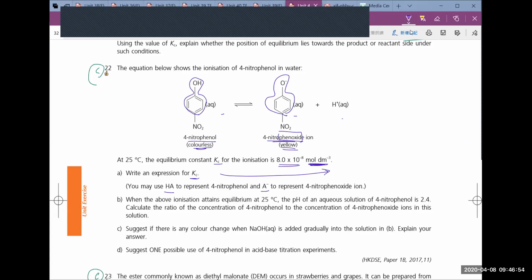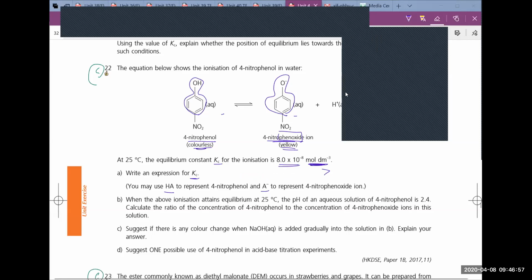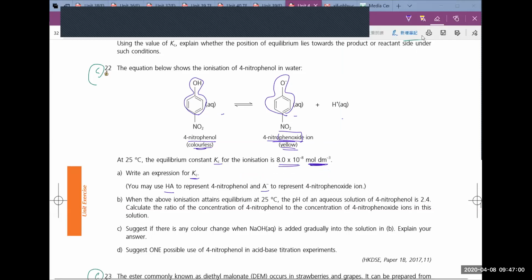So you may give a very simple expression. How? Kc equals what? Hydrogen ion concentration times A minus ion concentration over HA, to represent all those above. This one is HA, A minus, H plus, right? Correct, right? It's easy, right?